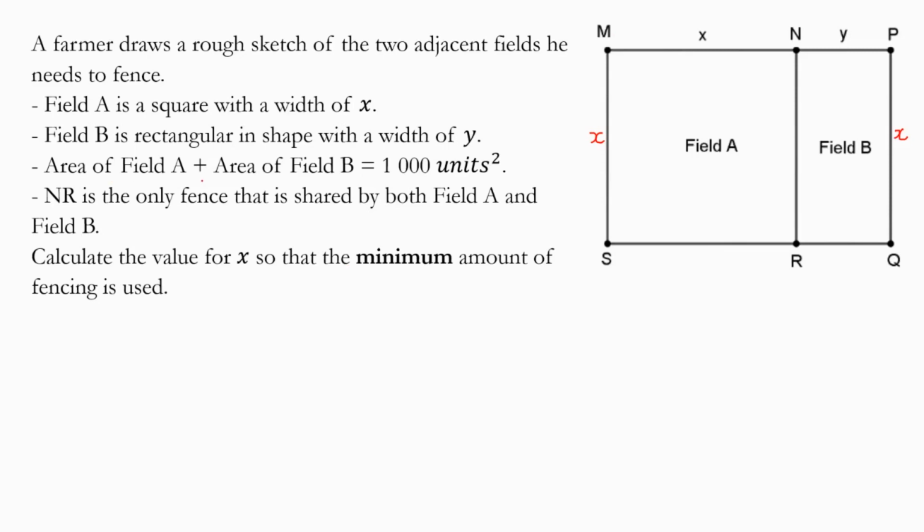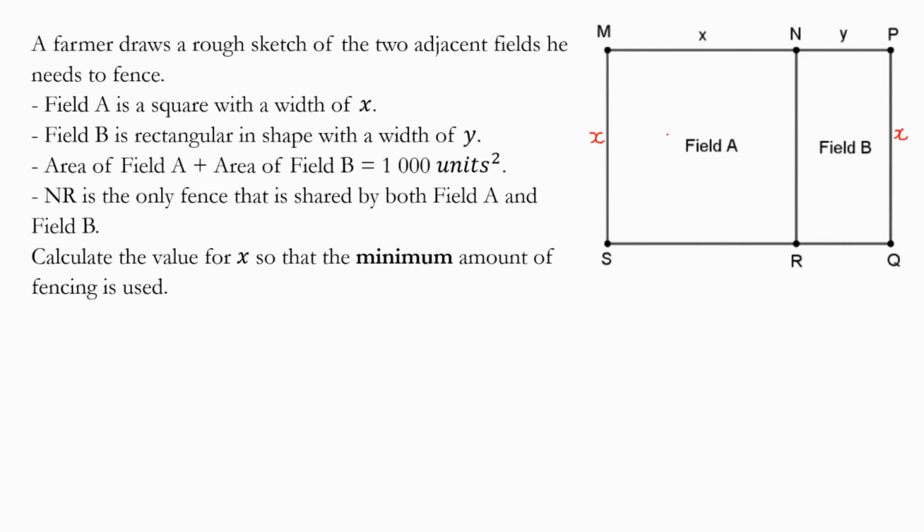The area of field A plus the area of field B is 1000 units, and R is the only fence that is shared by both field A and field B. Calculate the value of x so that the minimum amount of fencing is used.